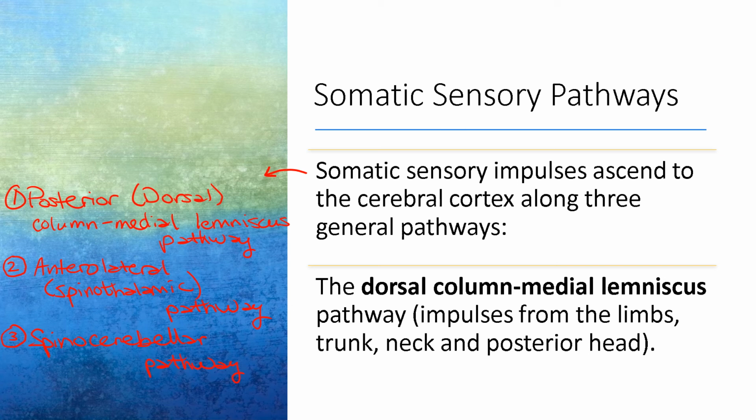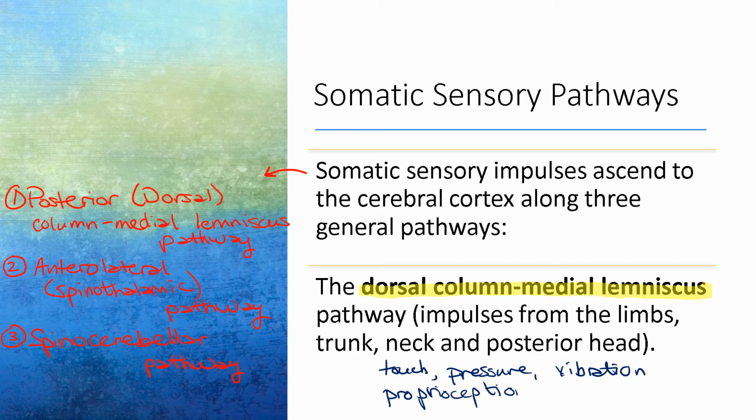So the first one here is the posterior column medial lemniscus pathway, also called the dorsal column medial lemniscus pathway. And this is going to conduct impulses for things like touch, pressure, vibration, and even conscious proprioception for the limbs, trunk, neck, and posterior head.